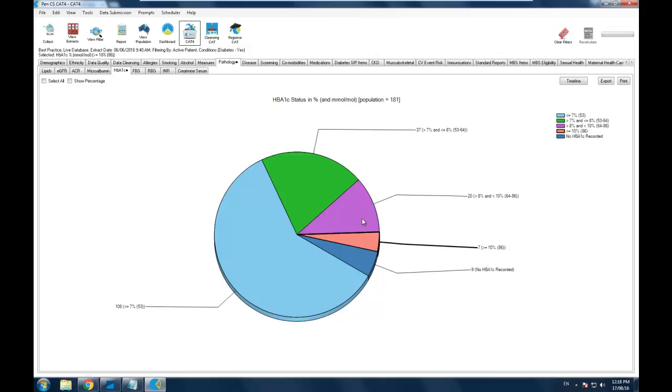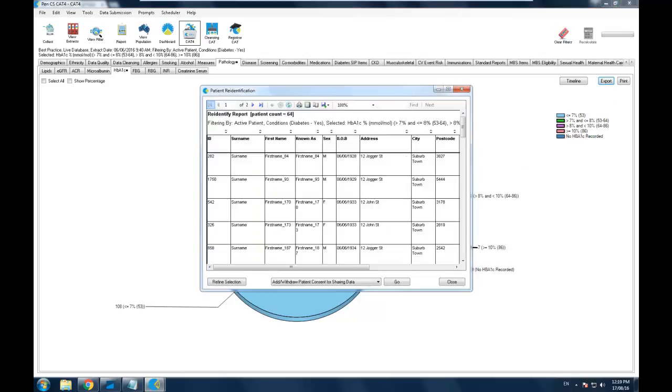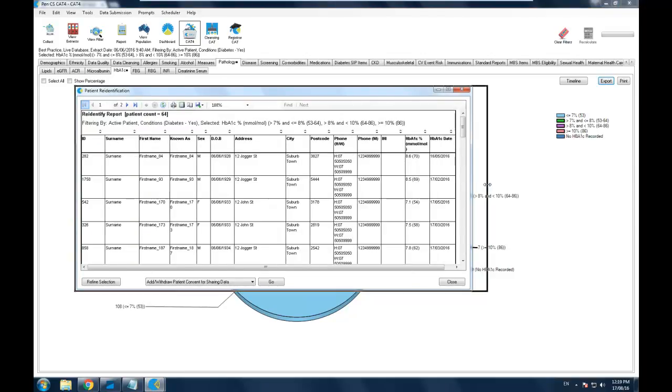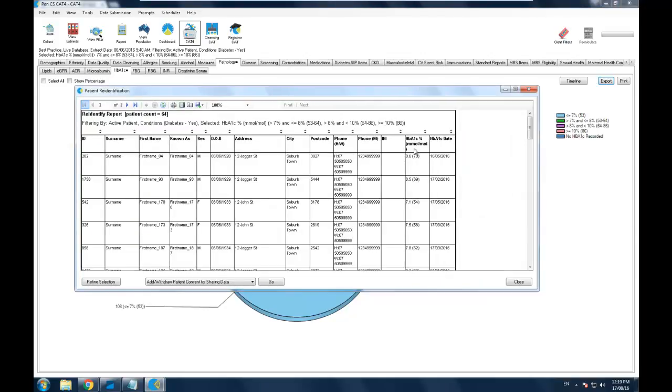One thing that I might have mentioned in the previous session, but I'll just show you again quickly. If we wanted to get the names of people with a high or elevated HbA1c, highlighting that part of the graph, clicking on export, will give you their details. So you can see in here the actual result for the HbA1c and also the date when it was done. And that's what I wanted to just emphasize again. The oldest date of what we have in here is more than 5 years old and is pretty useless really.